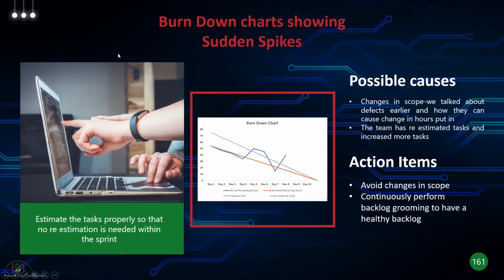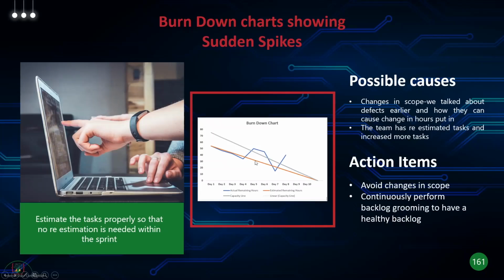All right, so a burn down chart showing sudden spikes. What does that mean? So look at this burn down, right? You started off below the ideal line, so you're doing very well. Suddenly, on day 4, you went above the ideal line, you stayed there for a little while, and then you came down again. Around day 7, you went below the ideal line, and again you shot up. Right? So, what does the spike mean?